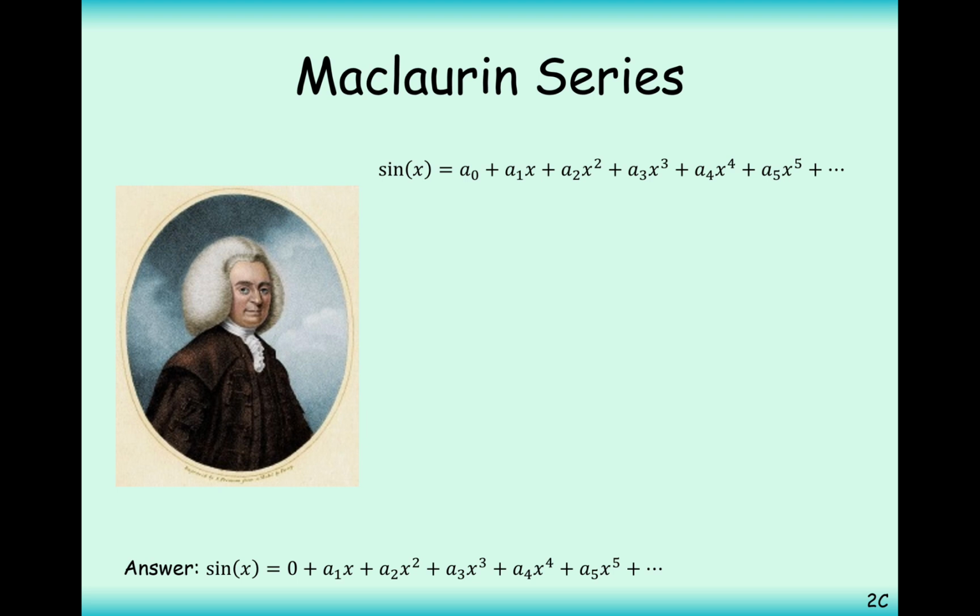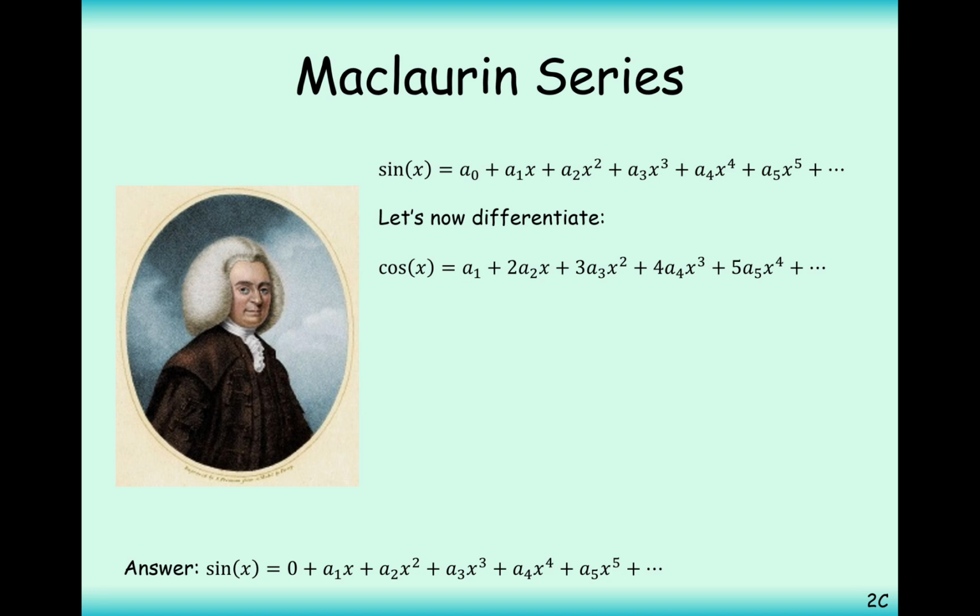Well, as I said before, Maclaurin was at the forefront of differentiation. So what we're going to do with sine is differentiate it. So we're going to differentiate everything. Sine x differentiates to cos x. A0 is just a number, so it just differentiates to nothing. A1x will differentiate to a1. A2x squared, well, x squared differentiates to 2x, so it would be 2 times a2x. X cubed differentiates to 3x squared, so that would be 3a3x squared. X to the 4 differentiates to 4x cubed, so that would be 4a4x cubed, and etc, etc.